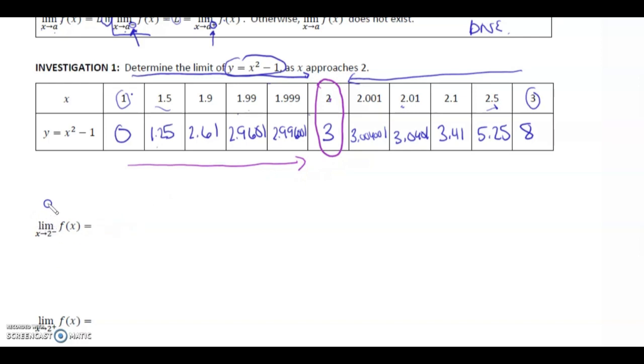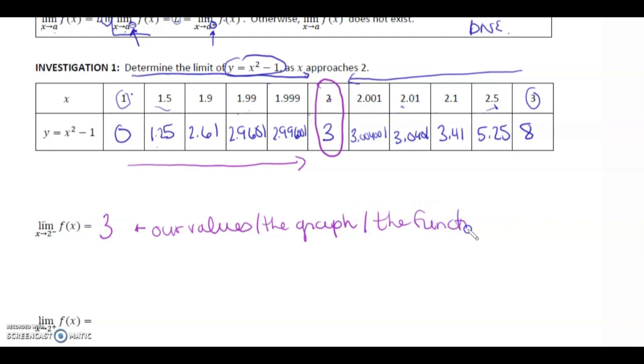So we can say the limit as x approaches 2 from the negative side of f of x is 3. What this number means is that our values, or the graph, or the function, whatever you want to call it, because all of these are valid, approaches 3.